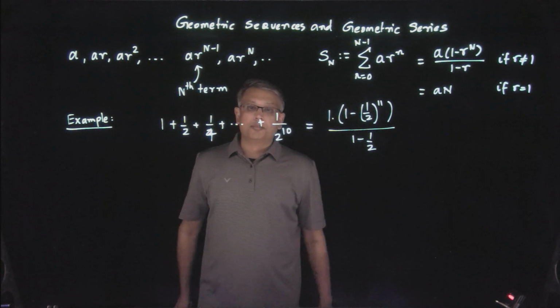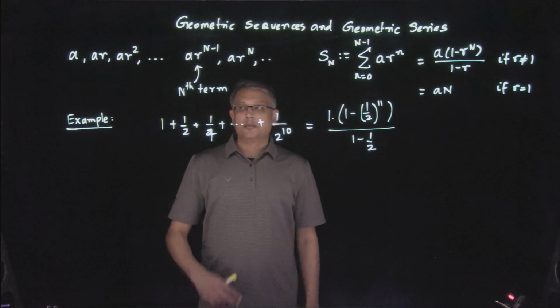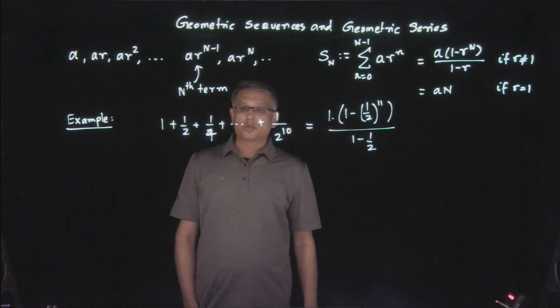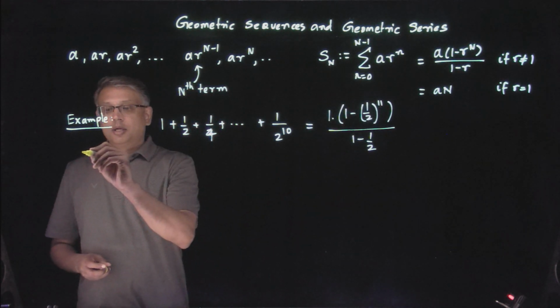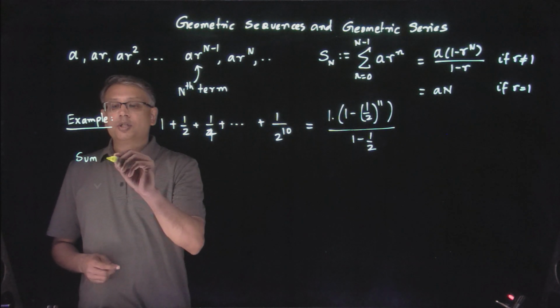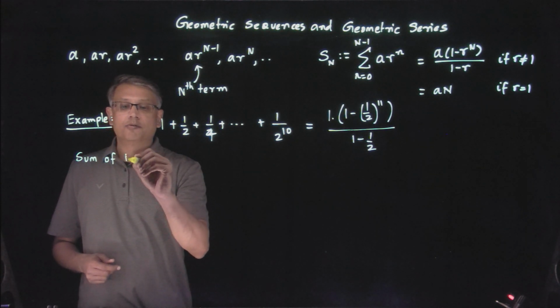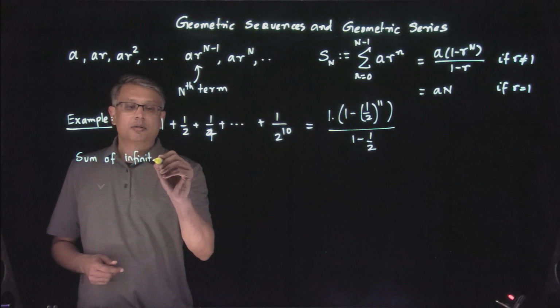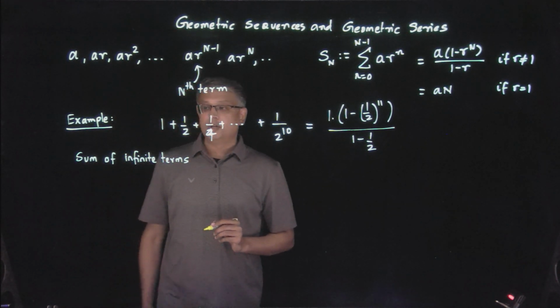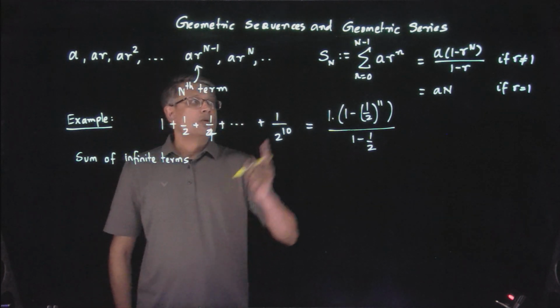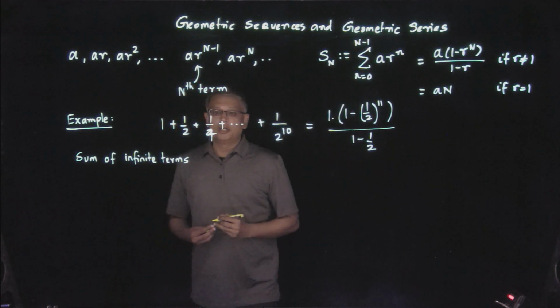There are many more examples. Like I said, I've separately worked out many examples, some of them where R is complex, and so forth. Now let's go back to this expression here, and let's look at two variations of this. Sum of infinite terms, or a geometric series with infinite terms. So what happens when capital N is infinitely large?